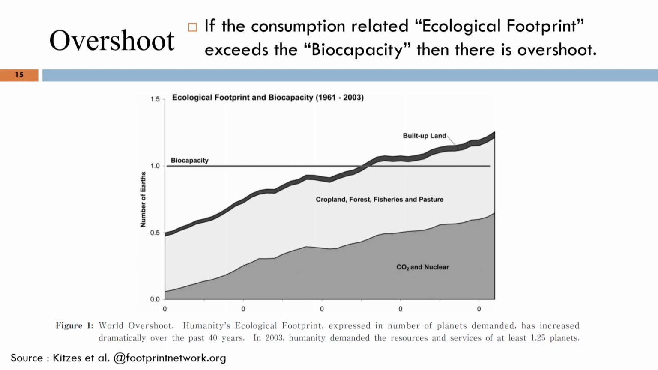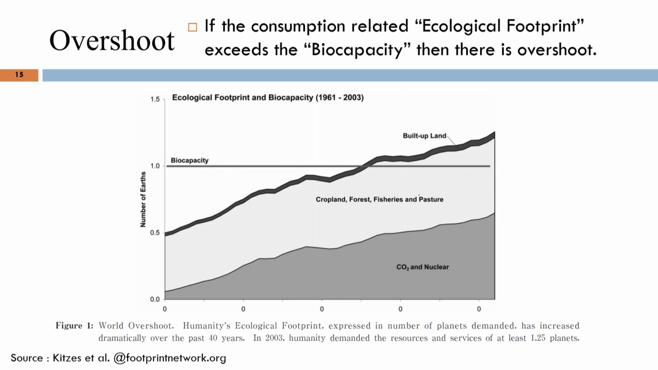So, we do regularly calculate the overshoot. If the consumption related ecological footprint exceeds the biocapacity, then there is an overshoot. You can see that this graph is telling where we have overshoot. So, 1.0 is our biocapacity. You can see that our built up land has grown drastically over the years, and now it is about 1.5 earths that is required to meet the built infrastructure capacity.